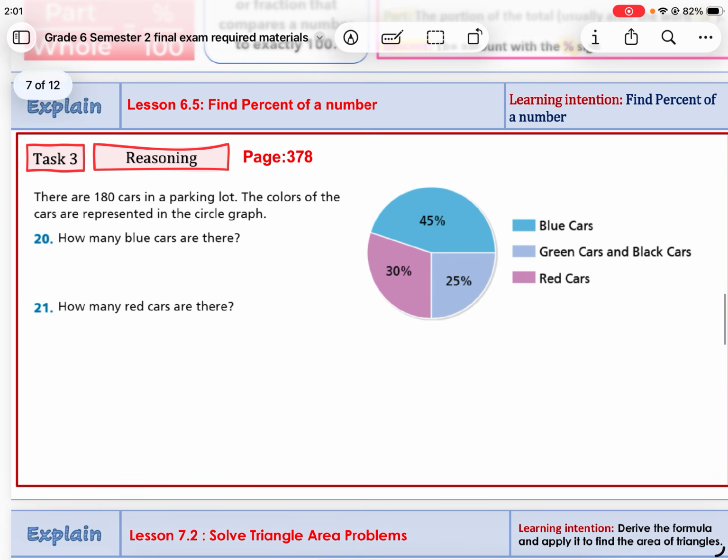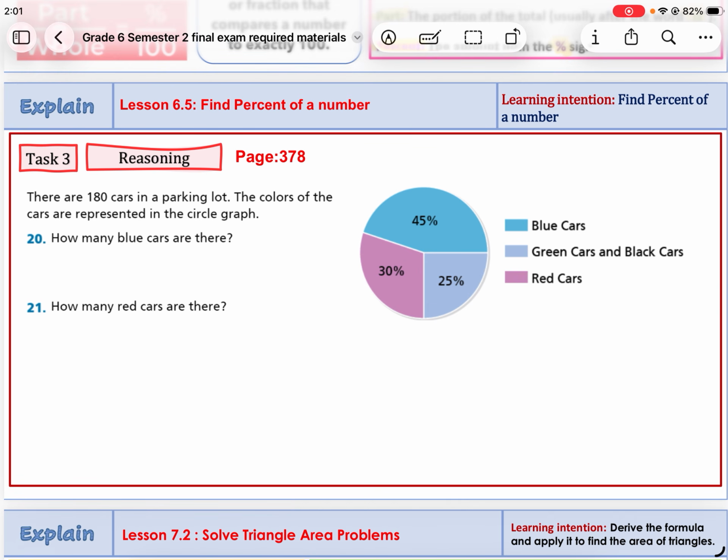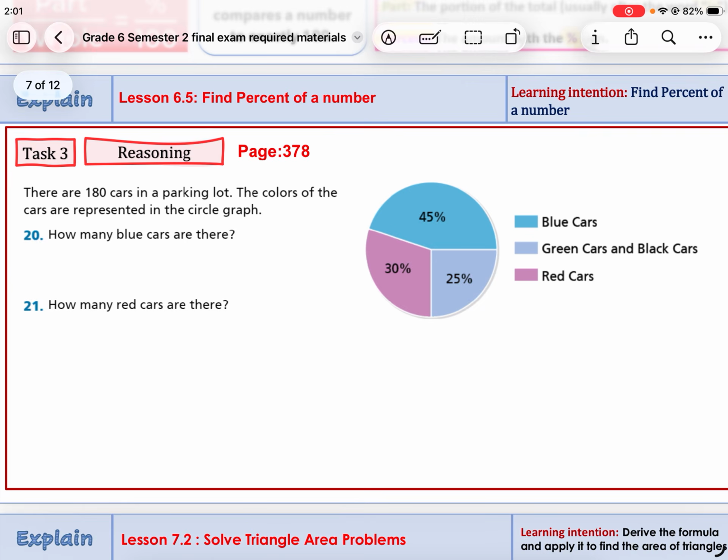Okay, we're going to do a word problem related to the lesson. So now here we have 180 cars in a parking lot. As you can see, the colors of the cars are represented in the circle graph: how many blue cars you have and how many red cars there are.